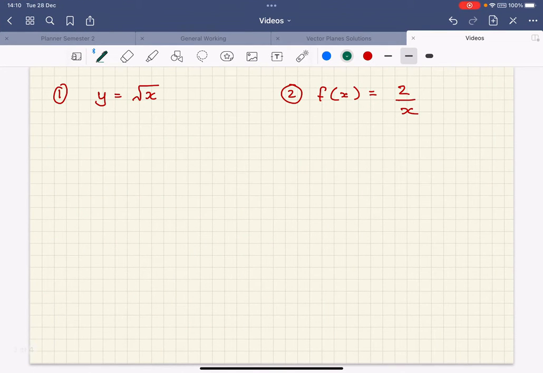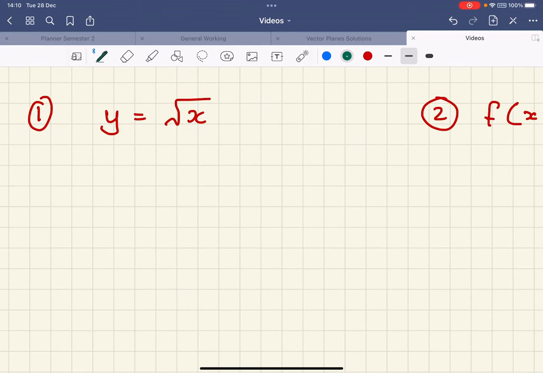So we're going to do a couple of examples here where we're going to differentiate, but where the powers are a little bit different. So the first one here, I've got a square root.